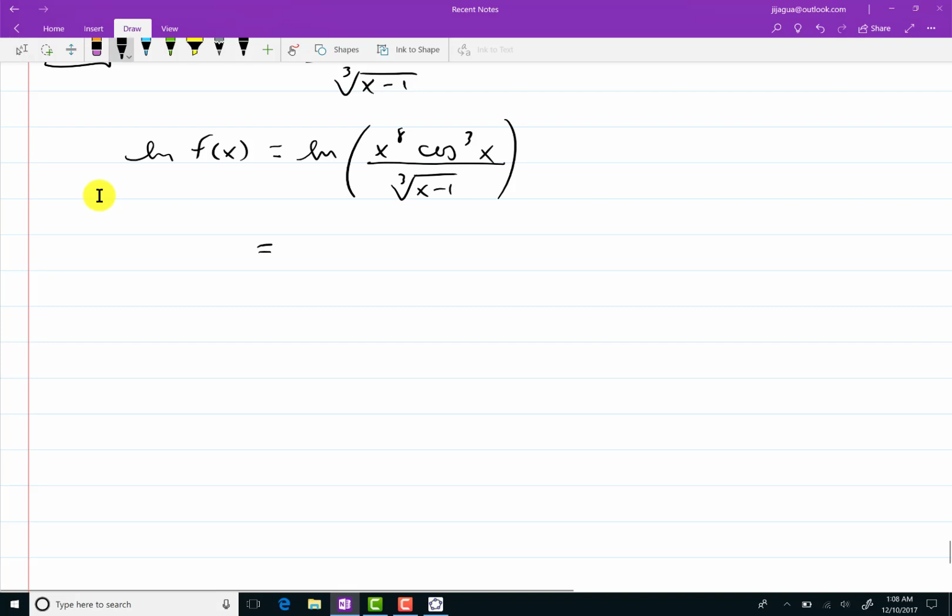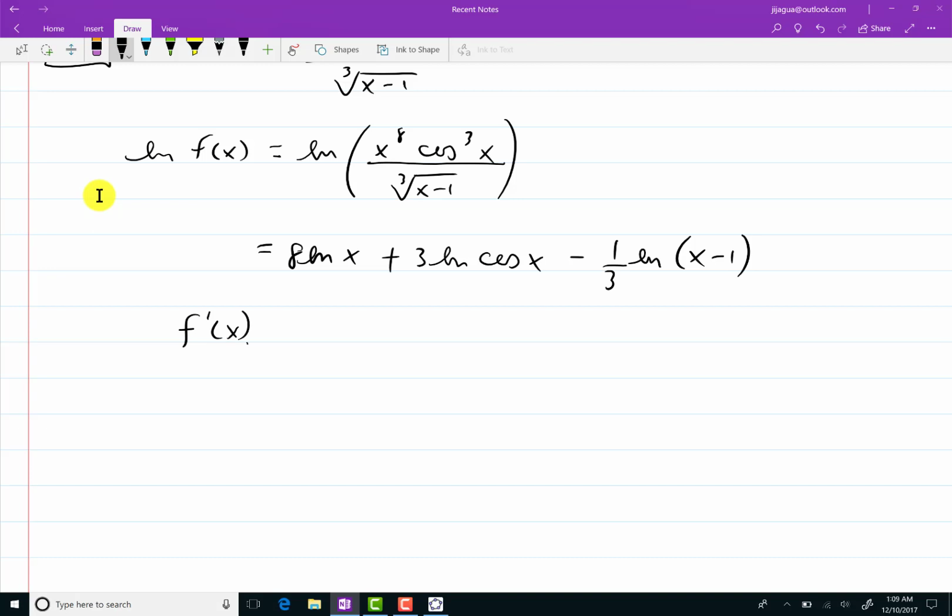I'm going to do this all in one step. I want you to look at it, pause it, whatever you need to do. But here's what I get. 8 ln x plus 3 ln cosine of x minus 1/3 ln x minus 1. Now take the derivative of both sides. So I end up with f prime of x over f of x equals 8 over x plus 3 over cosine of x times negative sine of x minus 1 over 3 times x minus 1. The derivative of x minus 1 is 1.